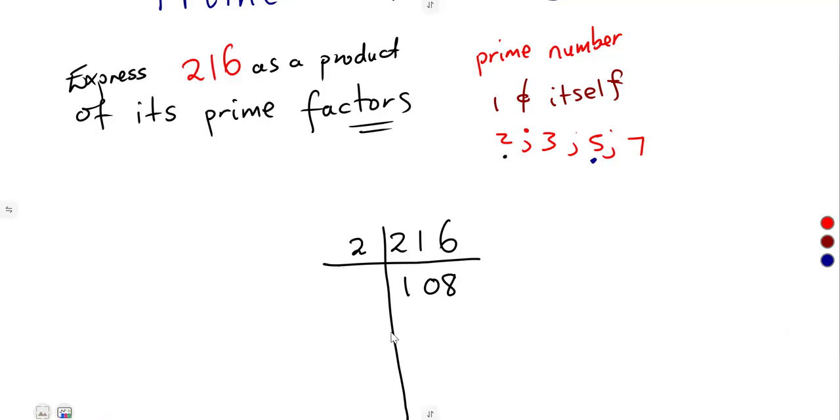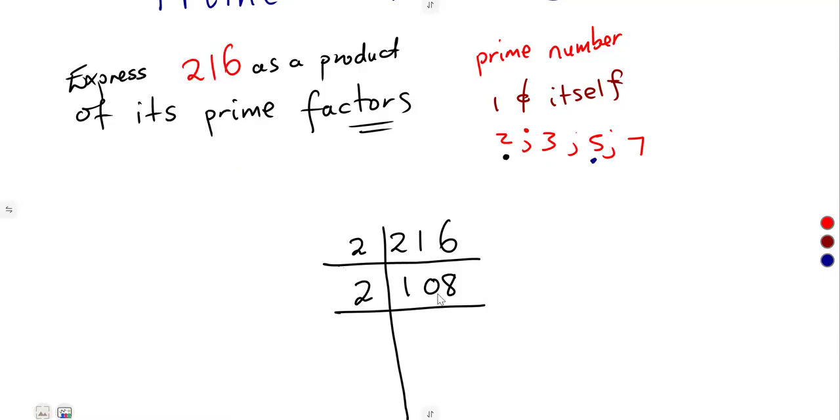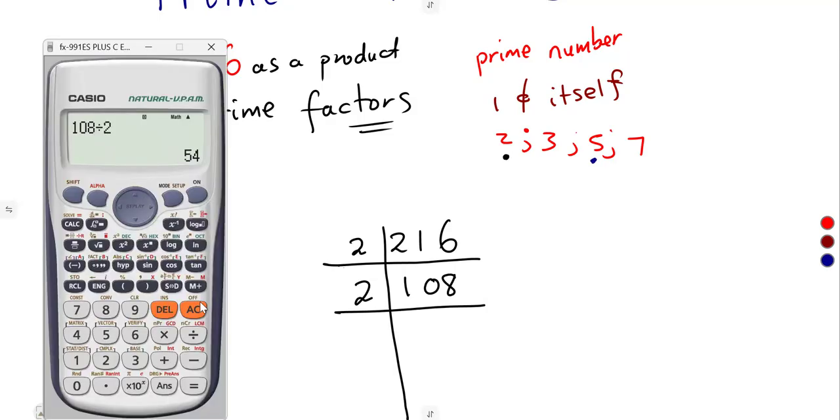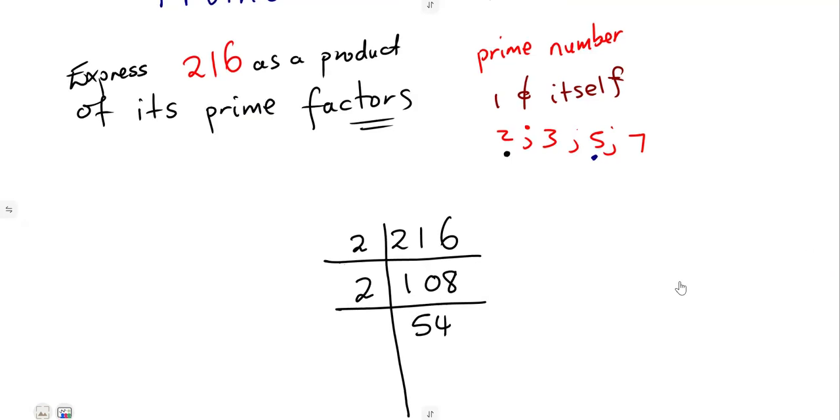You start again from the smallest, 2. You try 108 divided by 2. And we can see that we are getting a whole number. So 2 is a factor and it's a prime number there. So we can use 2. 108 divided by 2 gave us 54. Just like that. 54 is a new number, so you treat it on its own.